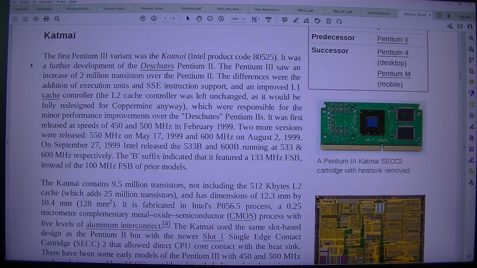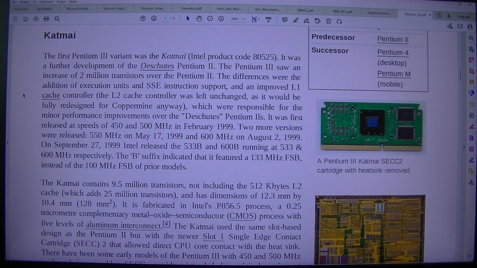Katmai. A Pentium 3 Katmai SECC2 cartridge with the heatsink removed. Katmai die shot. The first Pentium 3 variant was the Katmai, Intel product code 80525. It was a further development of the Deschutes Pentium 2. The Pentium 3 saw an increase of 2 million transistors over the Pentium 2.